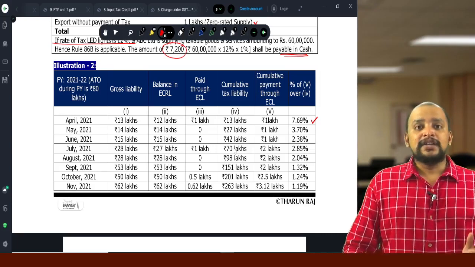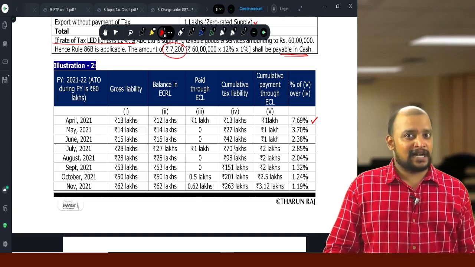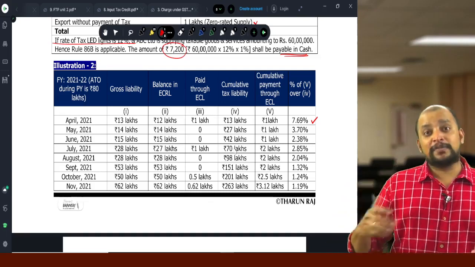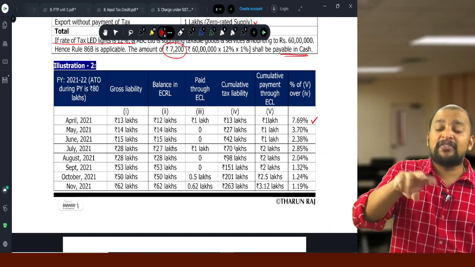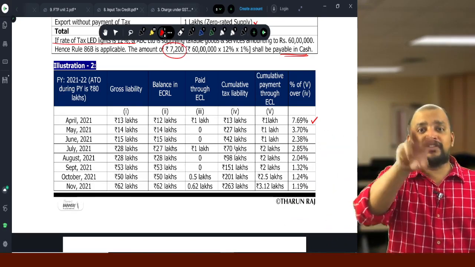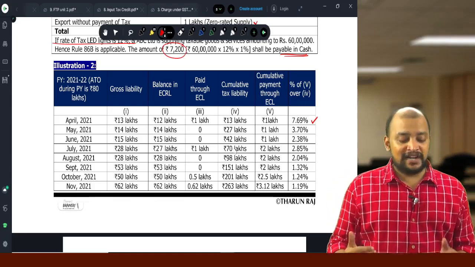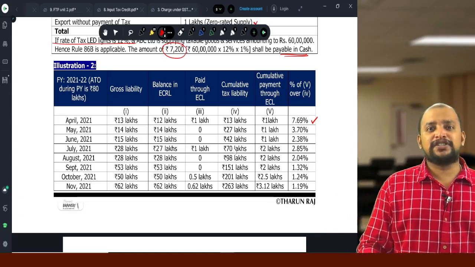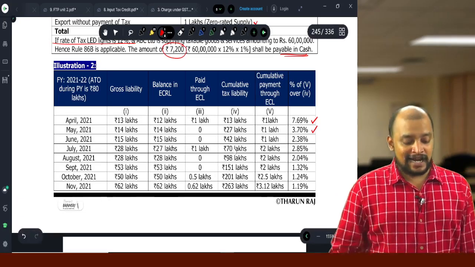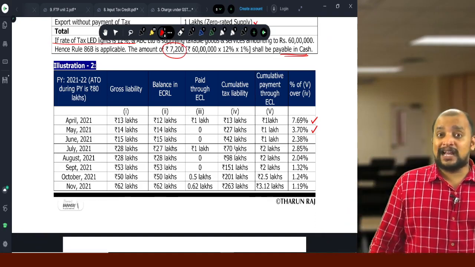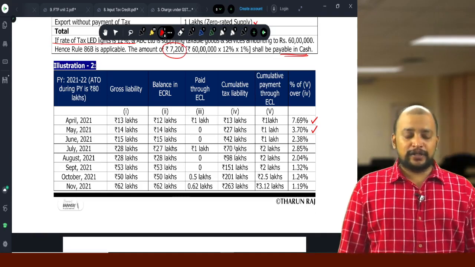Let's check. So what is the cumulative liability? 13 plus 14, that is 27 lakhs. And up to May month, how much is paid through cash ledger? Suppose we are not paying through cash ledger for May month, what will happen? So far 1 lakh, 1 divided by 27, 3.70. So no need to pay anything in May month through cash ledger. Then again, suppose you calculate it like this, and if it is less than 1%, then we need to pay 1% through cash ledger, like that.